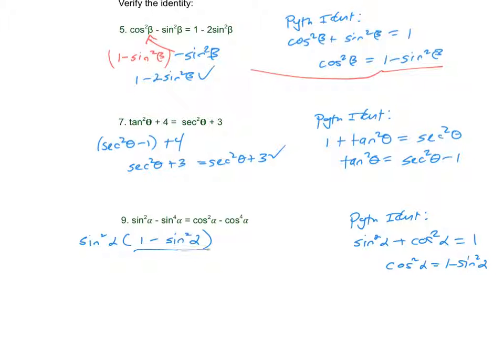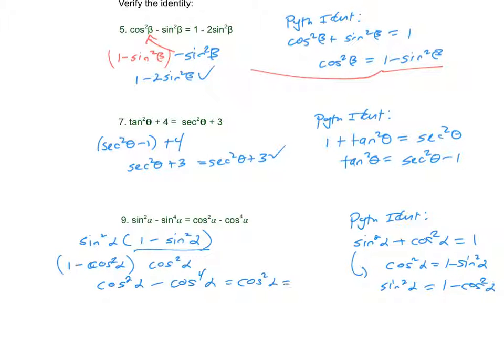So here I've got 1 minus sine squared alpha, so I can substitute in cosine squared alpha. And sine squared alpha, if I isolate sine squared alpha here, I can get that's equal to 1 minus cosine squared alpha. So I'll make that substitution in for sine squared alpha. And now we can distribute the cosine squared alpha to both terms in the parentheses, and that leaves us with cosine squared alpha minus cosine to the 4th alpha, which is what we're intending to verify. And so we're done.